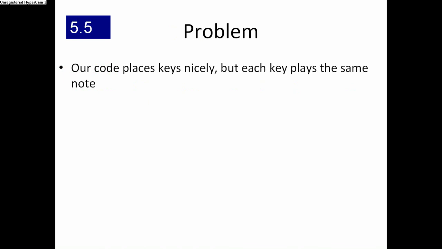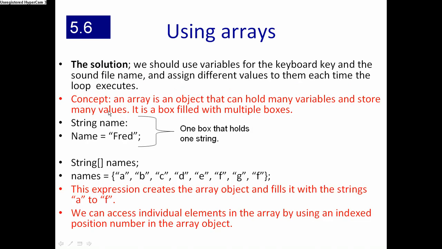Our code places keys nicely, but each key plays the same note. So we're going to solve this with a new technique we haven't learned before. It's called an array. So the solution is we should use variables for the keyboard key and the sound file name and assign different values to them each time the loop executes. So basically, every time we have our loop that goes 1, 2, 3, 4, 12 times and makes the key, we need to give each key a separate key on the keyboard that plays it and a separate sound file that it plays.